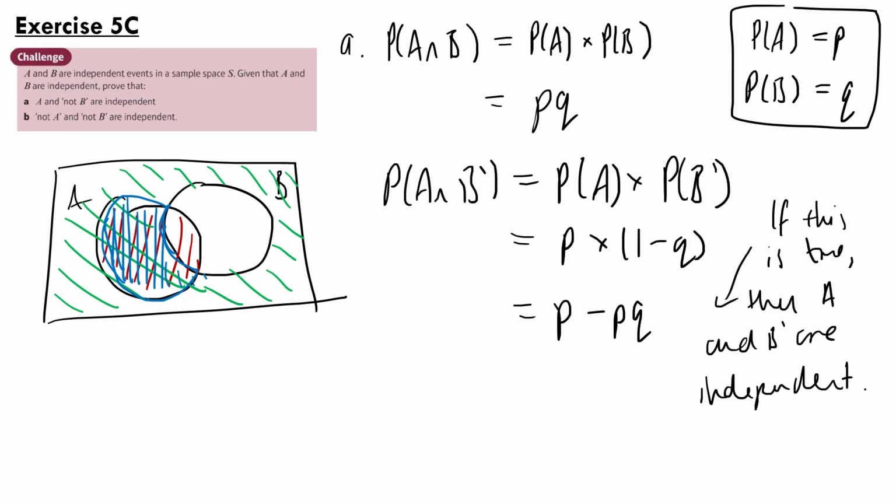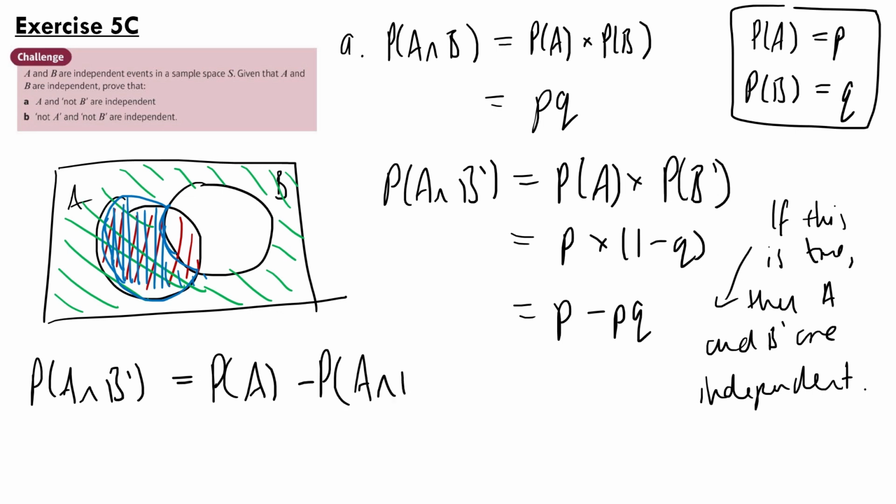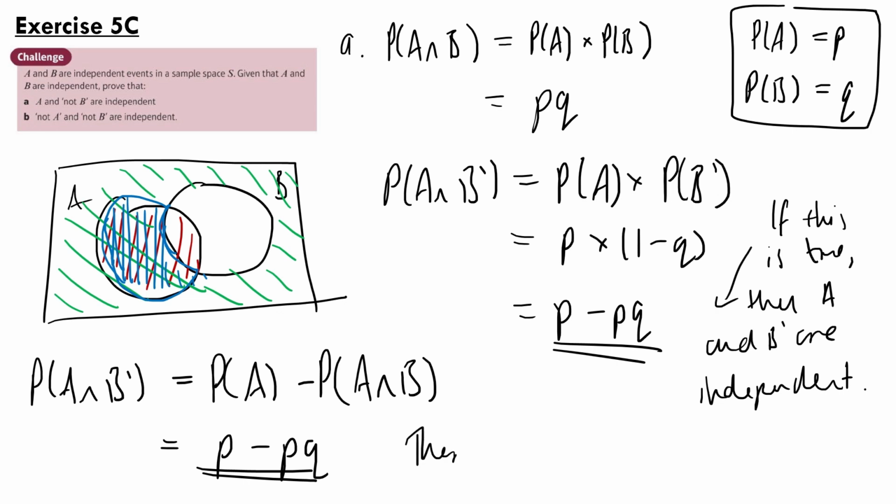So we have that the probability of A intersection not B is equal to the probability of A minus the probability of A intersection B. And so we get that this is equal to P minus PQ. And we've shown that the probability of A intersection not B is equal to the probability of A times the probability of not B. So therefore, A and not B are independent.